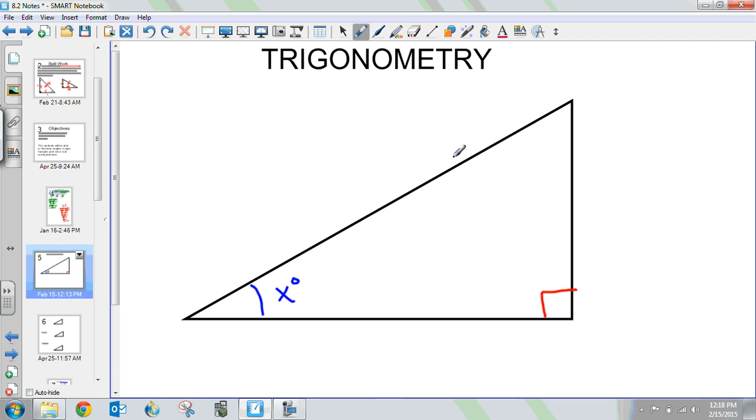We know that the longest side is called the hypotenuse. We know that this side is opposite of the angle x. So this side that is not in any way touching the angle x, we call the opposite side. And this side down here, we're going to call the adjacent side. Adjacent means next to, so it's next to angle x.